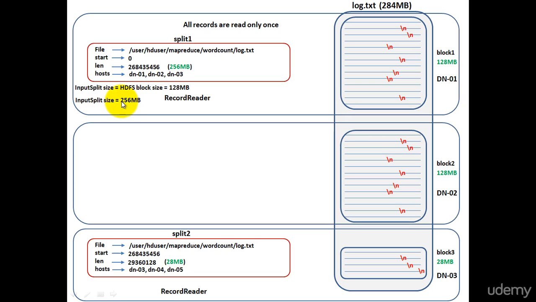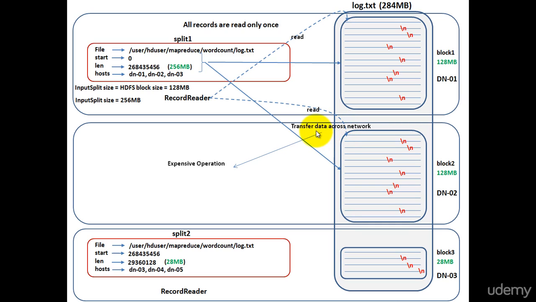Suppose the split size is changed to 256 MB and block size is still 128 MB. In that case, the first split will include first two blocks of the file. So the record reader of the first map task has to read the first two blocks of the file. As a result, the second block has to be transferred across the network from data node 2 to data node 1. Transferring data across the network is a very expensive operation, and data locality optimization is also lost here. Hence, the block size is considered to be the optimal size for input split.